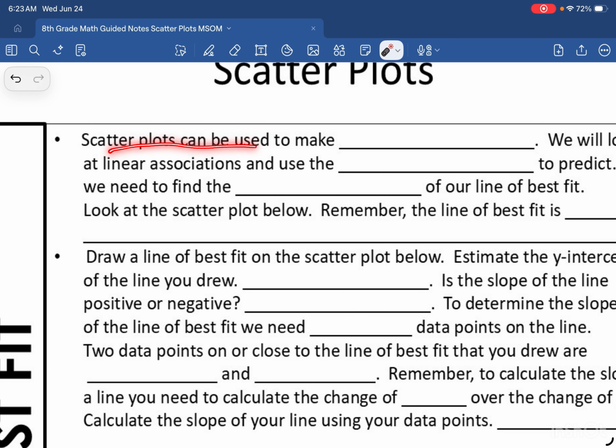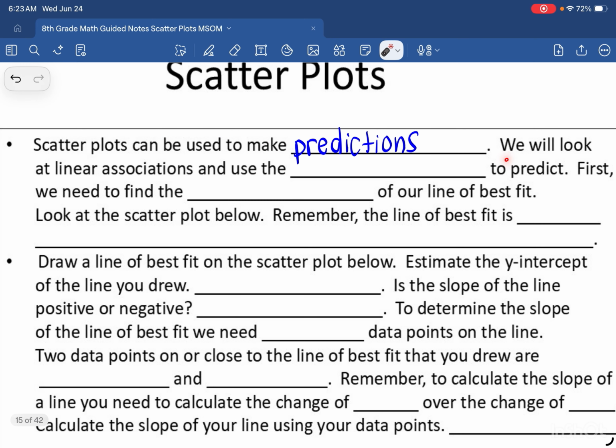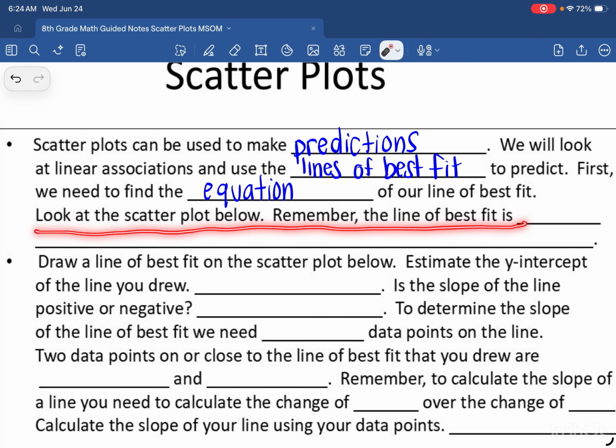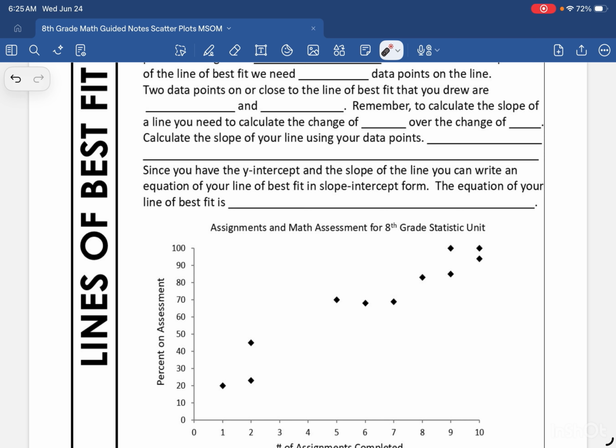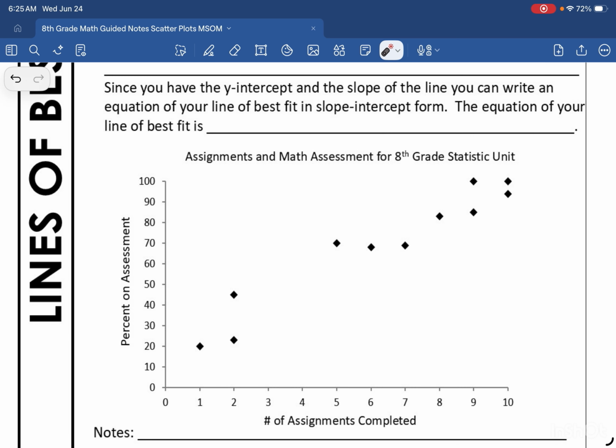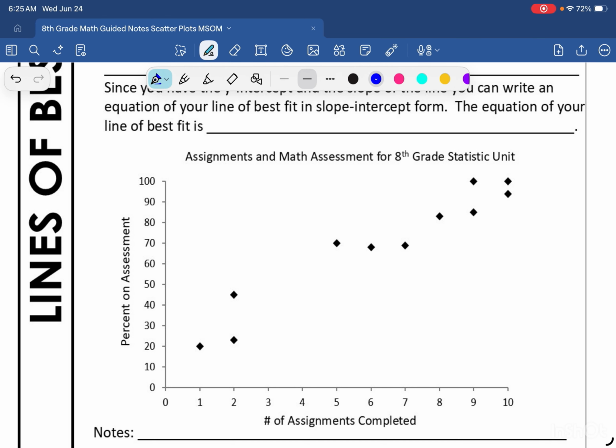Scatter plots can be used to make predictions. We will look at linear associations and use the lines of best fit to predict. First, we need to find the equation of our line of best fit. Look at the scatter plot below. Remember, the line of best fit is the line that best represents the trend of the data. Draw a line of best fit on the scatter plot below. Now, in real life, you can use calculators or programs on the computer that do this exactly, but we are just going to be estimating. So we're going to draw a line of best fit that is close to the data. Maybe it would look something like that.